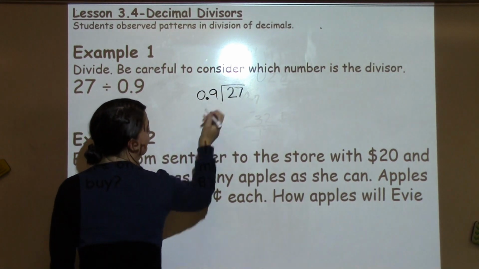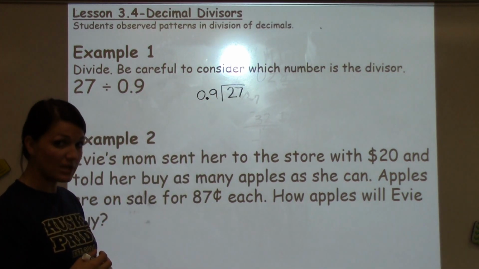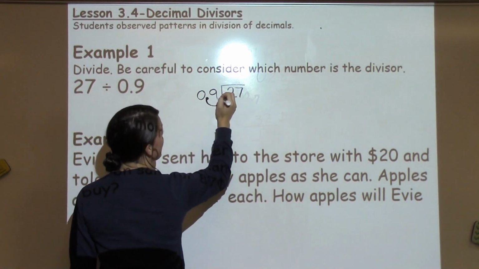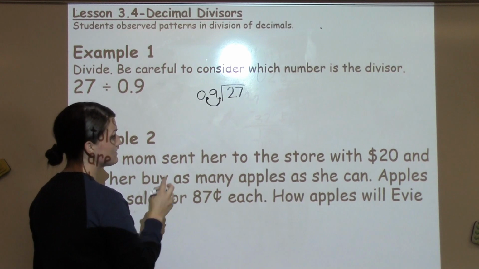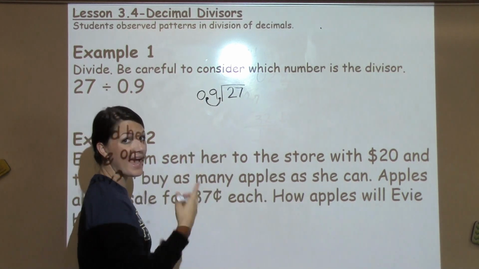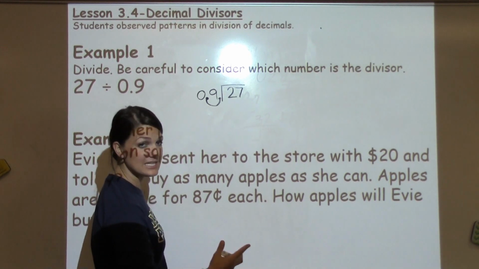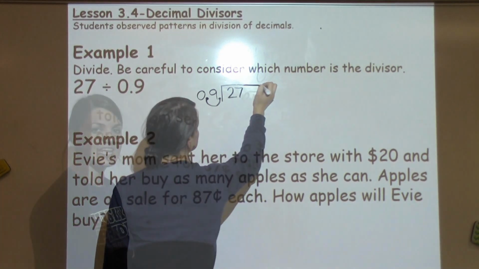When students learn to divide with decimal numbers on the outside, they have to move the decimal to the end of the number. So if the decimal has to move one spot on the outside, it also has to move one spot on the inside to keep the problem equivalent.